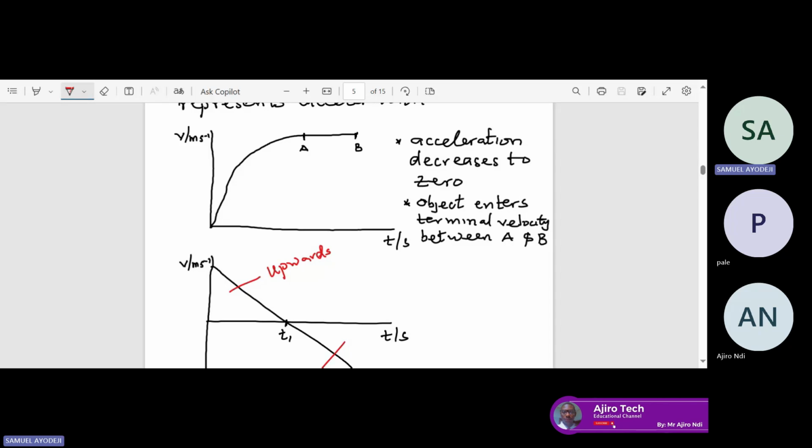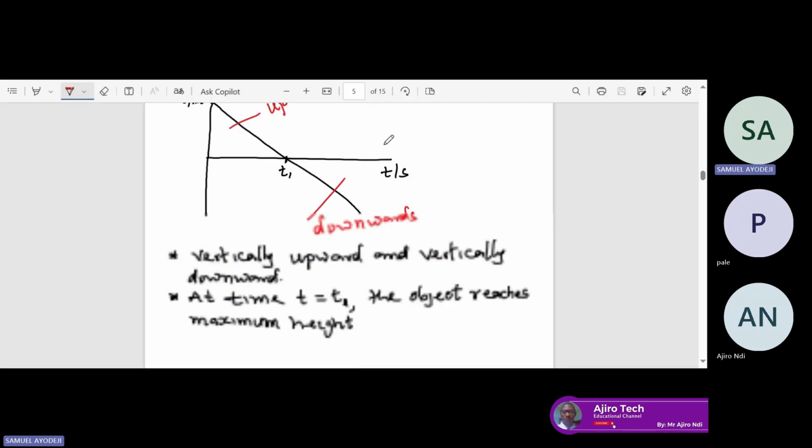We will still explain this one better under dynamics. We call it a skydiver. It's in my note, so I think I put it under a skydiver. Okay, fine.